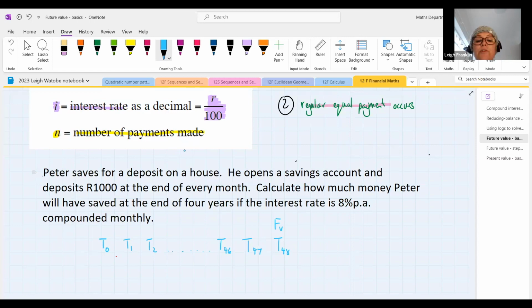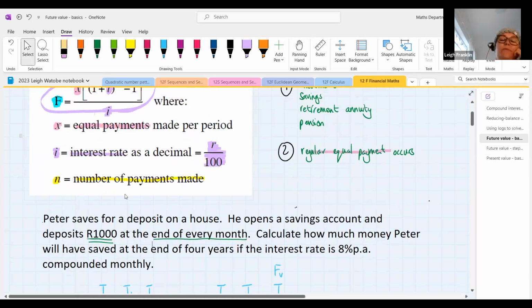So he wants to be able to have saved up a certain amount of money by the time T48 rolls around so that he can use it for a deposit on a house. It tells us that he deposits, and the time of the month that he deposits the money is also important. He deposits 1,000 Rand at the end of every month. So, what are they implying there? What does that mean? What is that 1,000 Rand at the end of every month? What are they trying to tell you by saying that in the question, do you think?